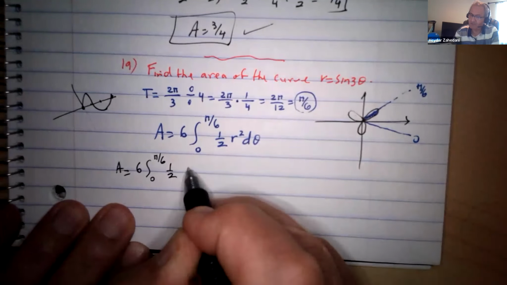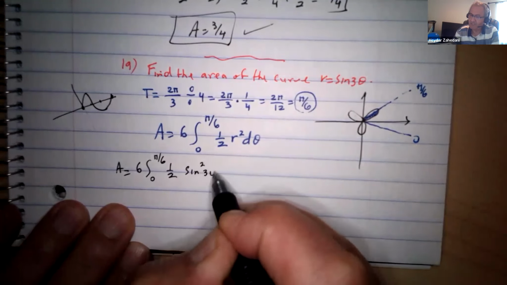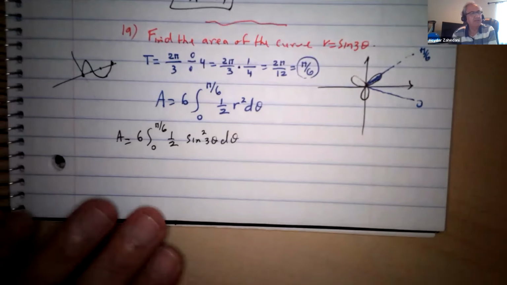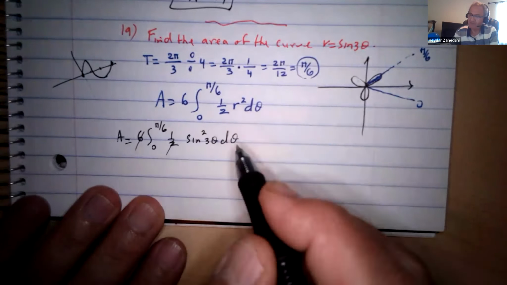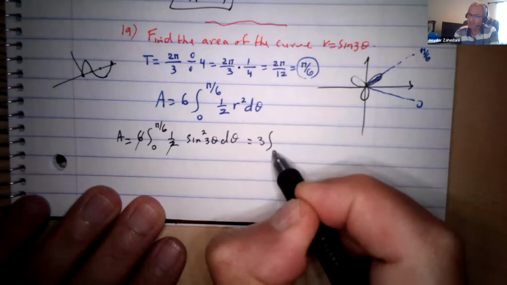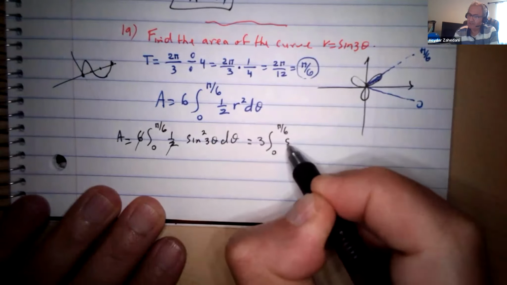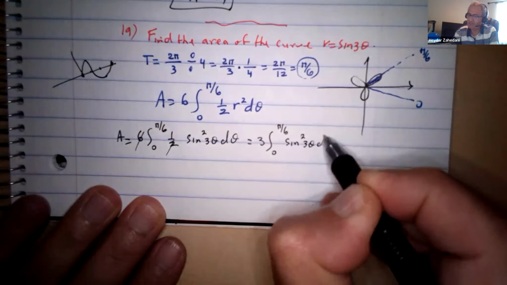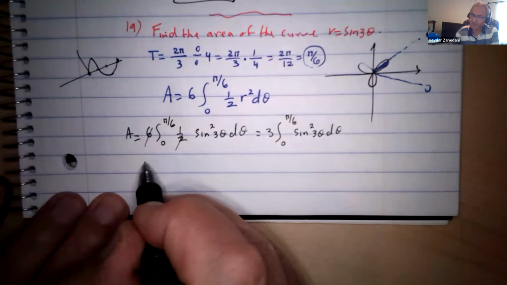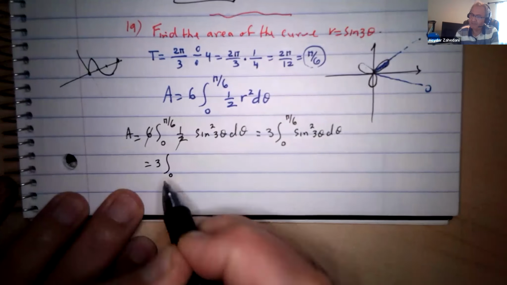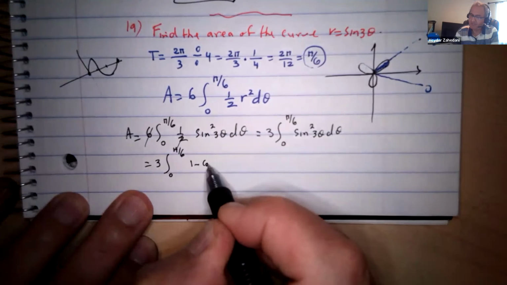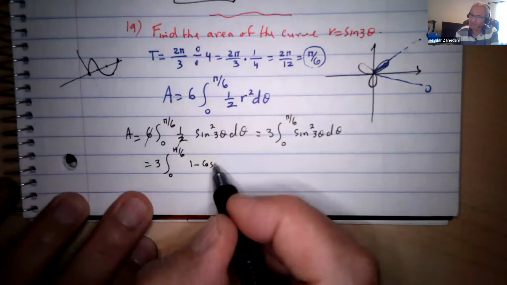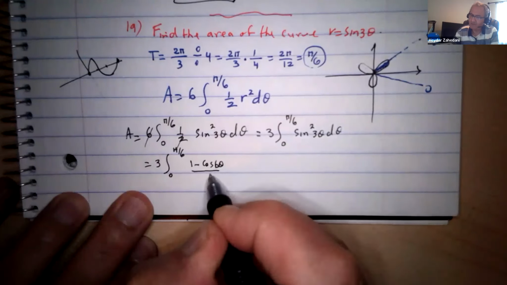1/2 of the r squared, which is going to be sine squared of 3 theta d theta. You have to use the half angle, or the double angle formula. You pull out the 1/2. These two would simplify, so that gives you 3, integral 0 to pi/6, sine squared of 3 theta d theta. So you use the reducing formula, 0 to pi/6, so that gives 1 minus cosine of, you double the angle. The angle would be 6 theta over 2 d theta.